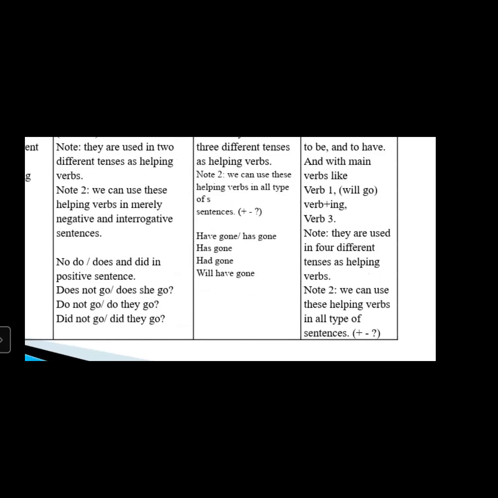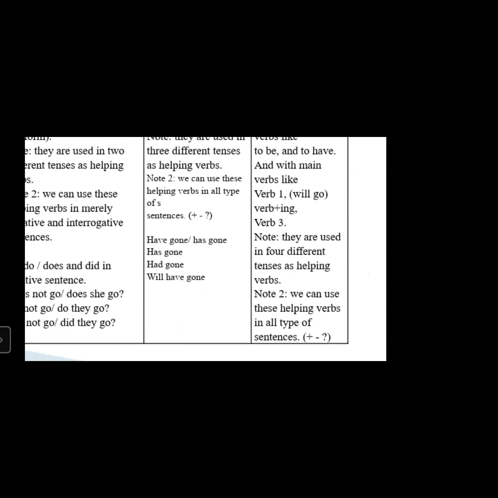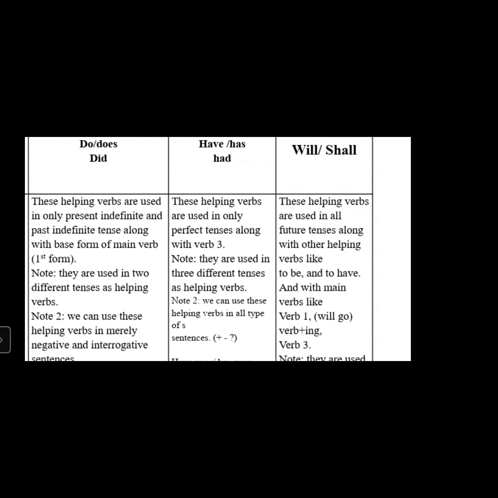Then we have modal verbs, will or shall. So will or shall, they come in the future tense, along with first form, along with second form, and along with third form. So the helping verb of verb ing is to be verb. Helping verb of verb 3 is to have verb. And helping verb of future is what? Will, shall.